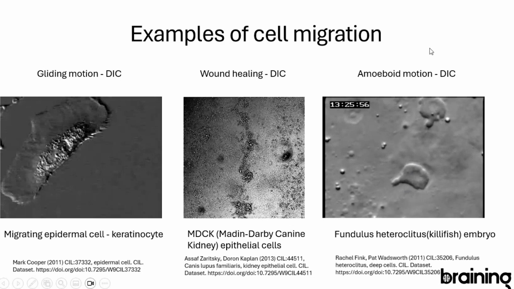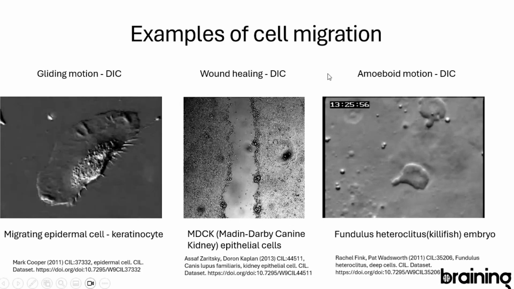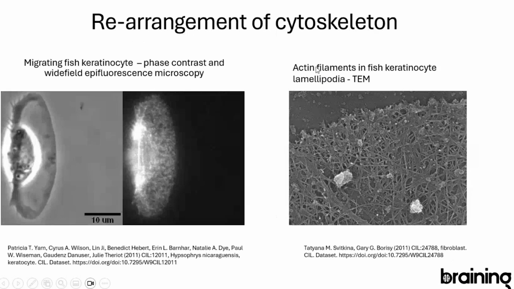So we see a lot of examples. There are also examples of growing nerve cones, which also serve as a model of cell migration. So let's go to the next. And cell motility is a really complex motion.